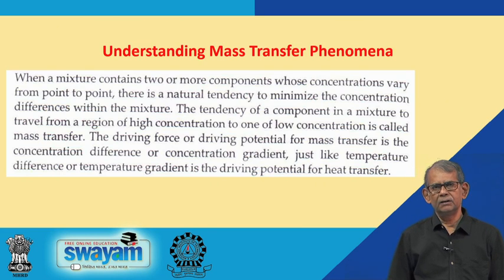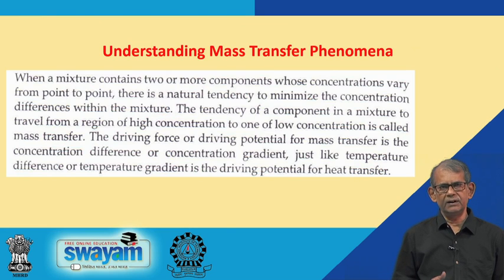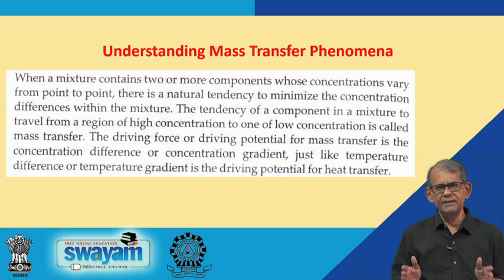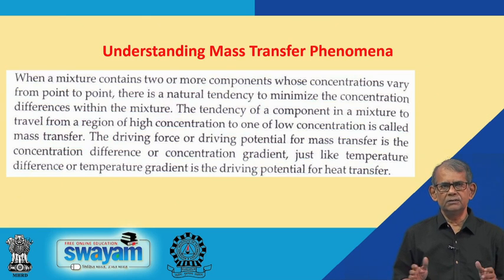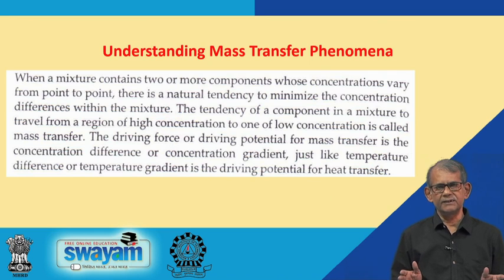Let us consider there is a mixture of gas having different species, or a liquid mixture having different species. If at one region of the system the concentration of a particular species is high compared to the nearby region, then due to concentration difference or concentration gradient, that particular species moves from the higher concentration zone to the lower concentration zone. This is simply a mass transfer process.